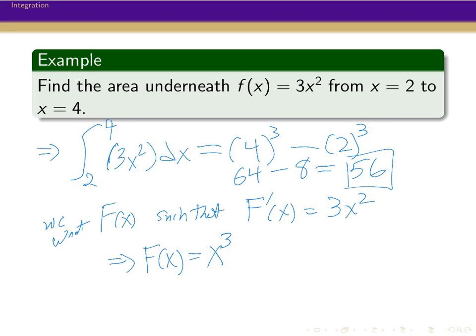Okay, and one of the important things to note is that this works for any antiderivative of 3x squared. So rather than using x cubed, I could use another function whose derivative is 3x squared, say x cubed plus 7. So how is that changing things up here? Let me erase all of this stuff.